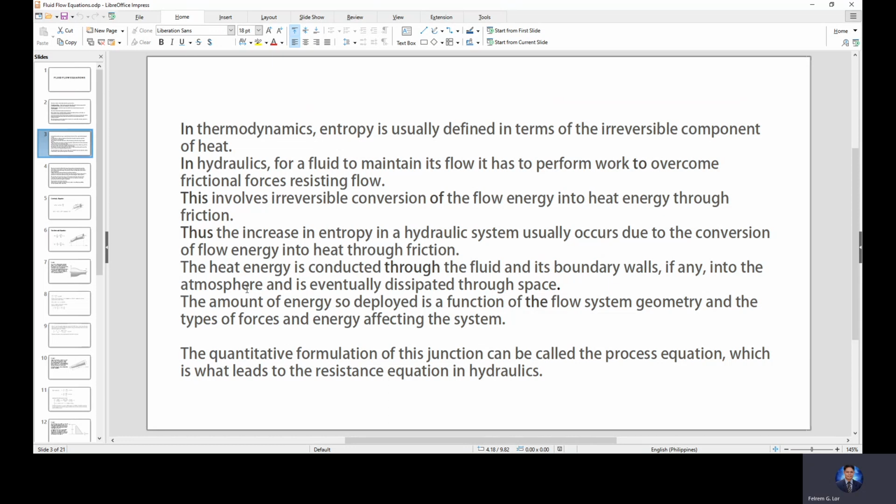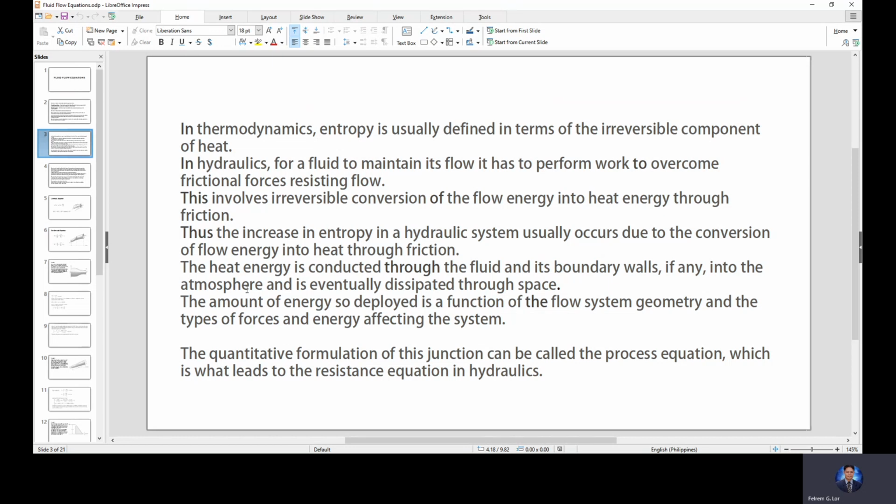So far in our discussion of flow of fluid in a conduit, we'll just neglect friction in order to simplify our discussion. The increase in entropy in hydraulic system usually occurs due to the conversion of flow energy into heat through friction. The heat energy is conducted through the fluid and its boundary walls, if any, into the atmosphere and eventually dispersed through space. The amount of energy so deployed is a function of the flow, system geometry, and the types of forces and energy affecting the system.